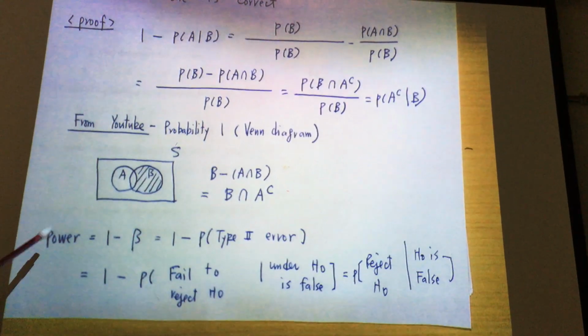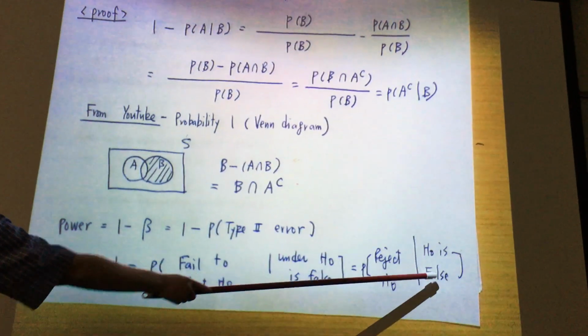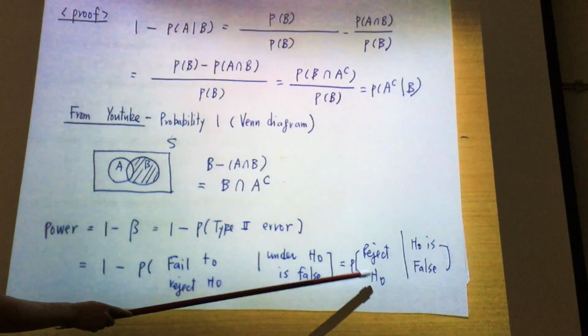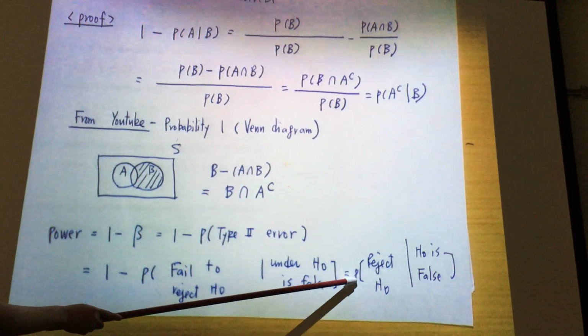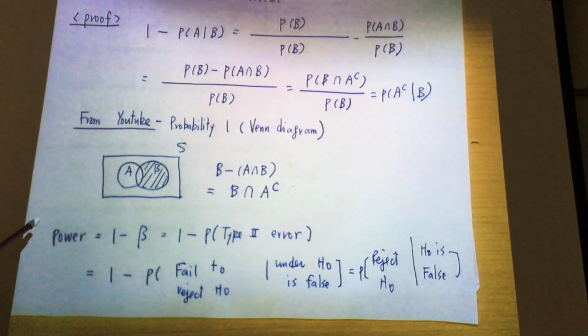Is that okay? Let me try one more time. Under the assumption that H0 is false, we should have H0 rejected. If this probability is big, that means the test is what? Powerful. So we call this the power of the test. Is that okay?